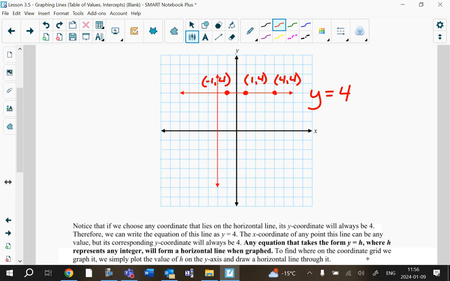What if we looked at the vertical one? Give me a point. Negative 2, 3. Negative 2, 0. Negative 2, negative 2. Good. You can probably see what's going to happen. This time, all the x's are the same. And they're all negative 2. So this line, we would call x equals negative 2.